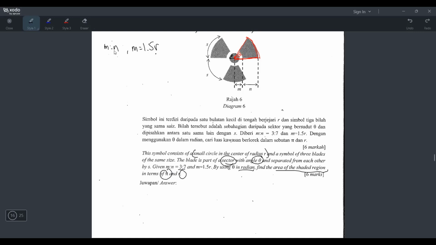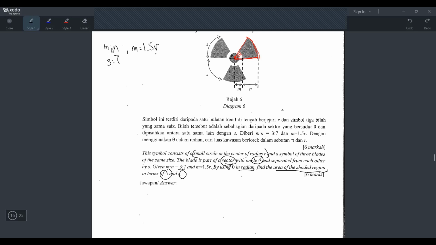Okay, first thing first, let's look at this information. M ratio N equals 3 ratio 7, right? If you look carefully, M is actually the distance from the center to this part, right? But we already know here to here is R, right? The question mentioned just now the radius of the small circle, but the distance M is not the radius of the small circle. It's actually the radius of the small circle plus this part, right?